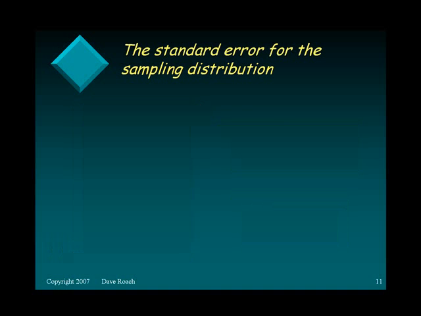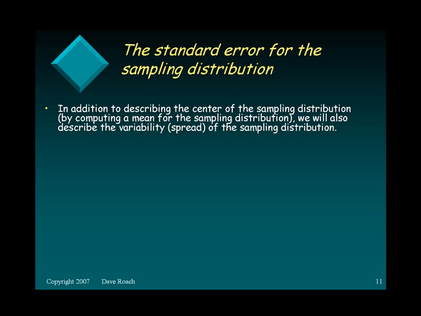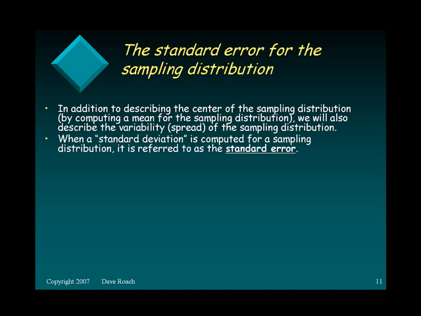For populations and for specific samples, we compute the standard deviation. For sampling distributions, in part just to mark out the difference between populations, samples and sampling distributions, we're going to call the standard deviation the standard error for the sampling distribution. And that's going to tell us how spread out the sampling distribution is. Again, the sampling distribution is the distribution of the statistic, in this case x bar. We had those 16 x bars, we got the center of them, and now we're going to talk about how spread out they are.